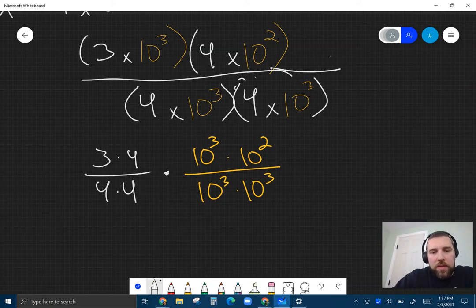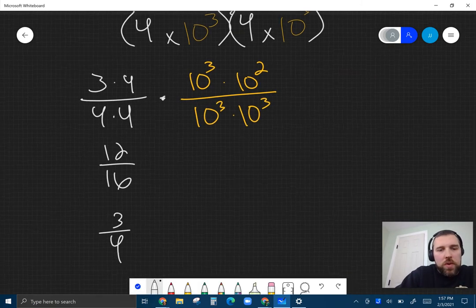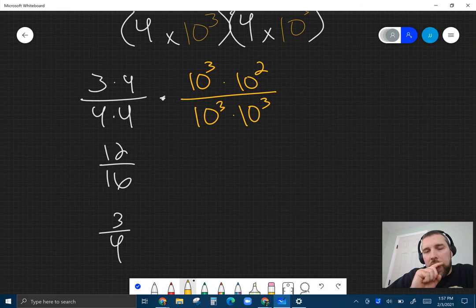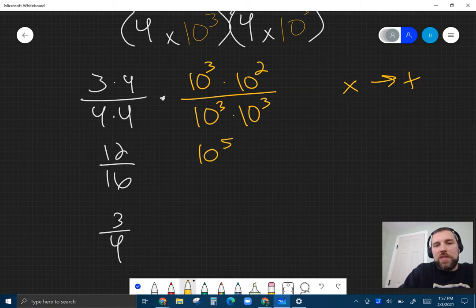Ready? Now, the math out front is easy. 3 times 4 is 12. 4 times 4 is 16. That comes out to 3/4, 0.75. Now I'm going to look at the exponents. Anytime I'm going to multiply exponents, you're going to add them up. Because really, these are just strings of tens, right? 10 times 10 times 10 times 10 times 10. That makes basically 5 tens in a row.